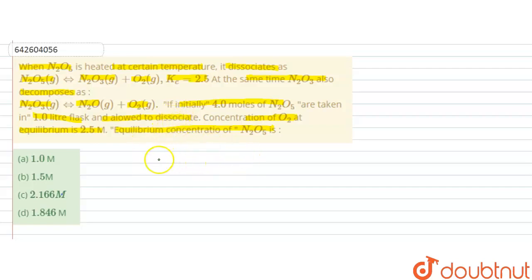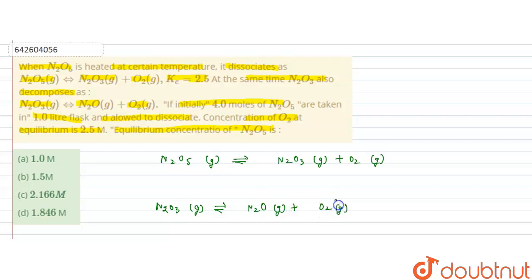So the first reaction is N2O5 gaseous giving N2O3 gas plus oxygen gas, and the other reaction is N2O3 further decomposing to N2O and oxygen gas. Now initially at time t equals 0, 4 moles of N2O5 are taken, so the others will be 0, and at equilibrium, if x moles dissociate, x moles of N2O3 and x moles of oxygen will form.